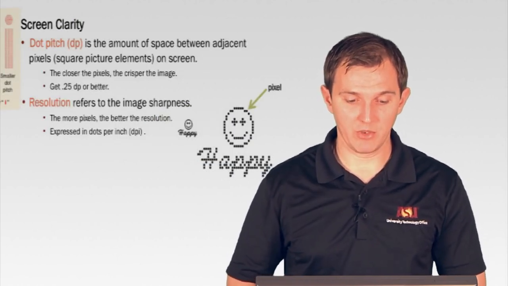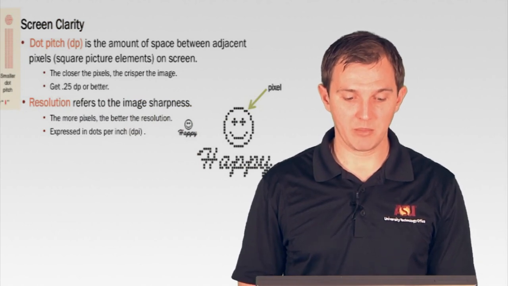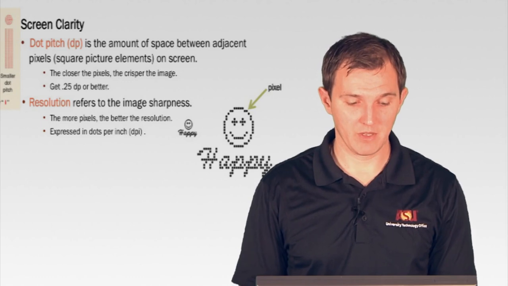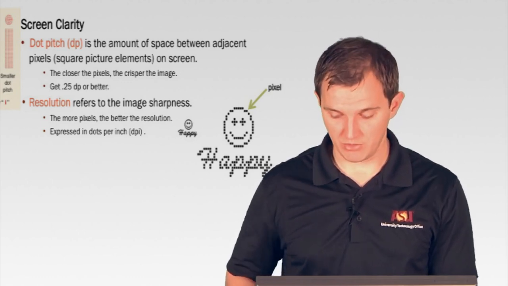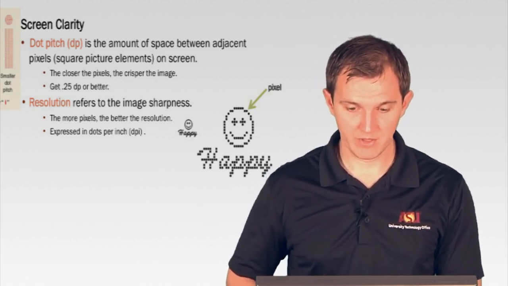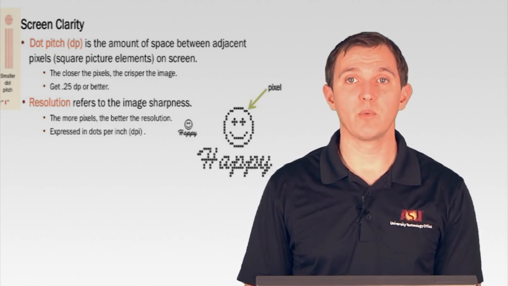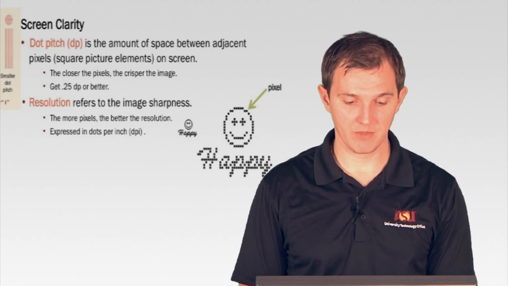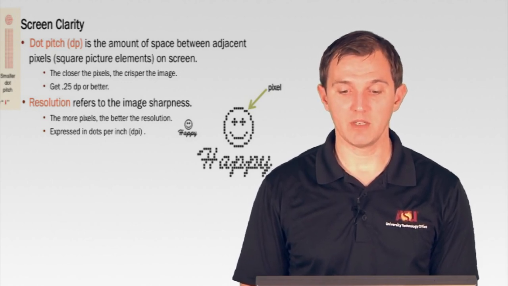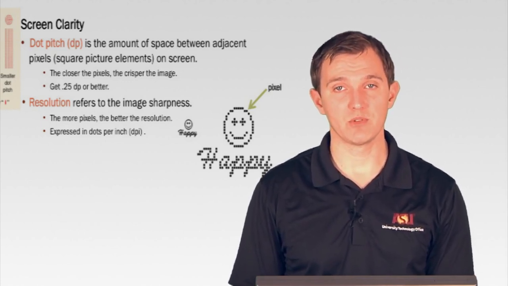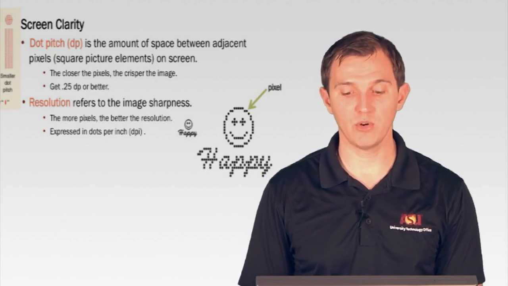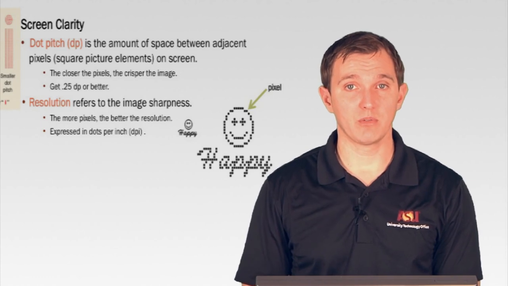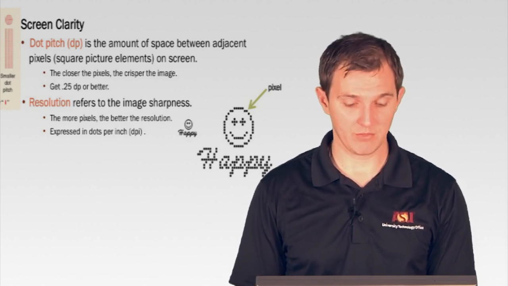Screen clarity, we talked about dot pitch and resolution. It refers to the number of pixels per inch, and obviously the more pixels you have, the higher the resolution is. Screen clarity has to do with the number of colors that are used to display that image. As you can see, 8-bit has only 256, that magic number 256 that we talked about, whereas 24-bit has over 16 million. So you can guess there which would render the higher quality visual image.